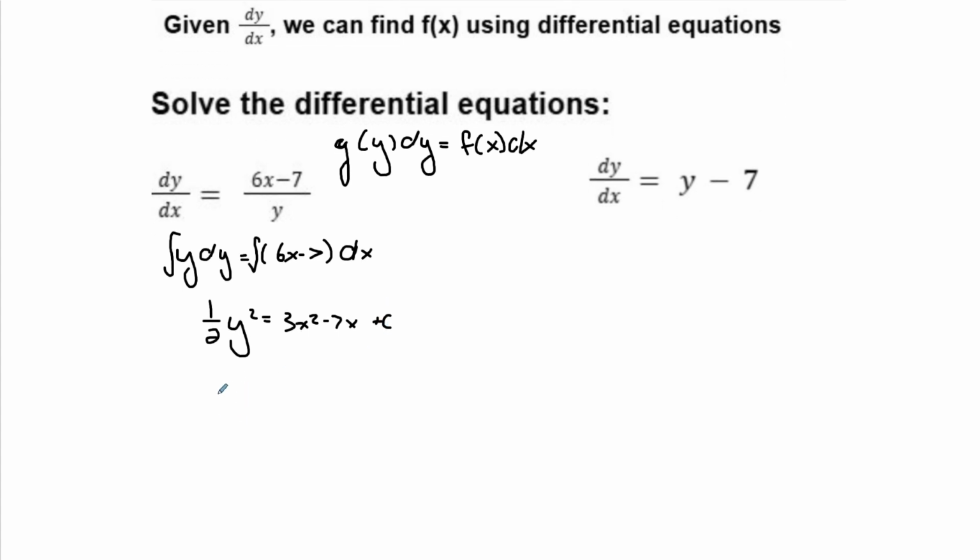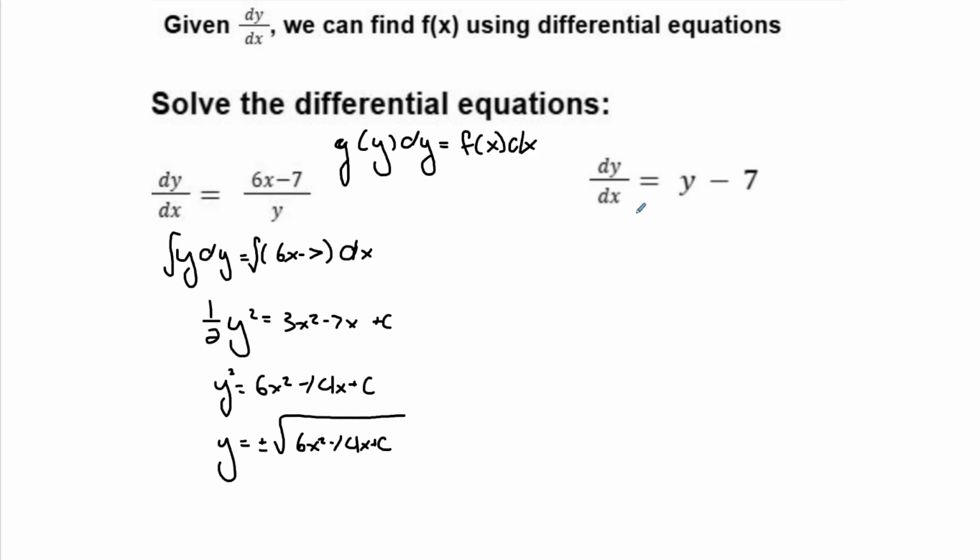So now let's find y. We can say that y squared is going to equal 6x squared minus 14x, and then again plus c, because 2 times a constant is still some constant that we don't know. And this should be y squared, right? And then to find y, we would square root both sides. So we could say y equals plus or minus the square root of 6x squared minus 14x plus c.